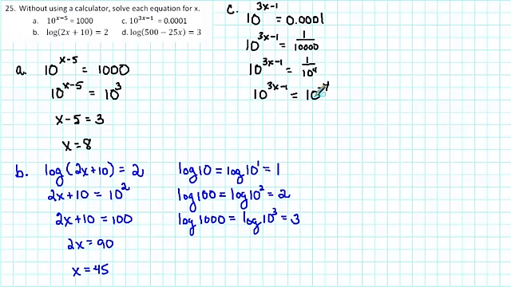The two exponential expressions have the same base, so the only way they can be equal to each other is if their exponents are equal. So we have 3x minus 1 is equal to negative 4. We add 1 to both sides. 3x is equal to negative 3. Divide both sides by 3. x is equal to negative 1.